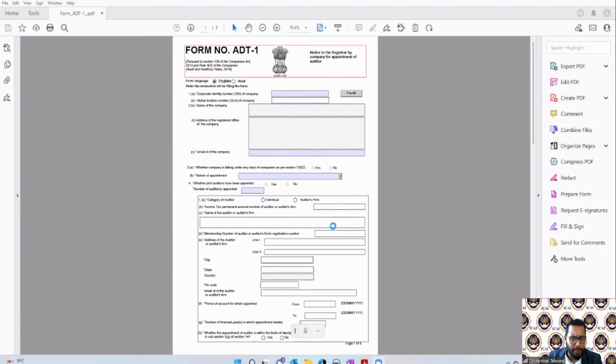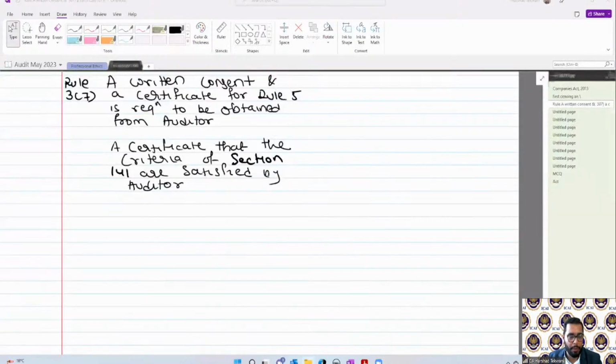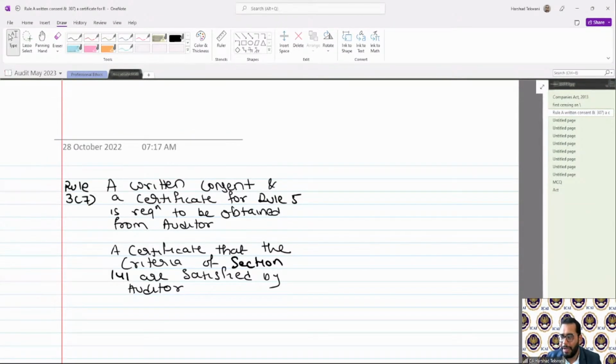So this was the basic ADT-1 form, which provides the details that are required to be filed. Now, this was the ADT-1 and the Rule 3 procedure that we saw. Now I'll show the subsequent procedure in case of a government company.